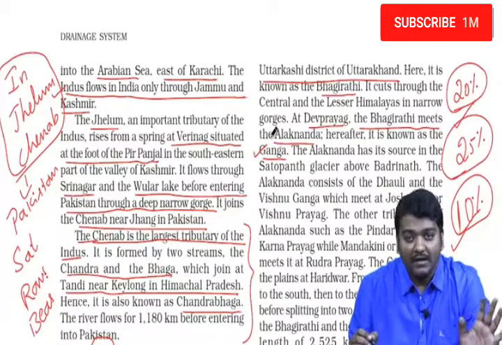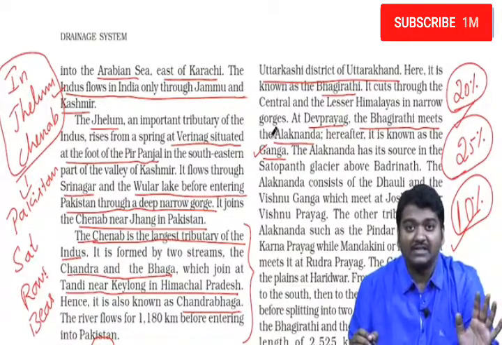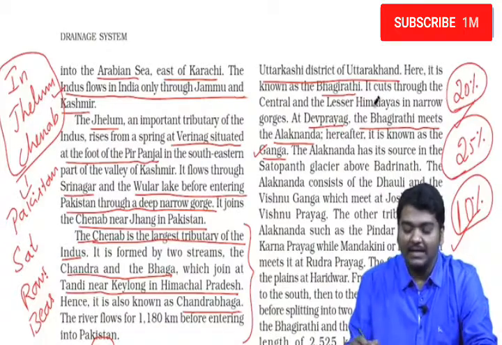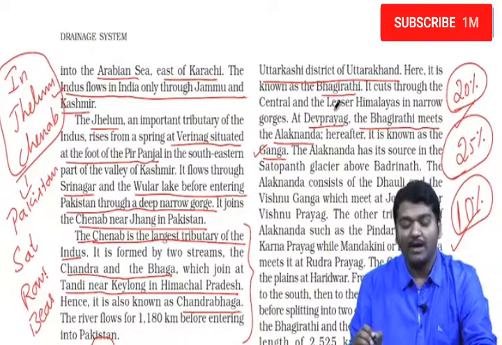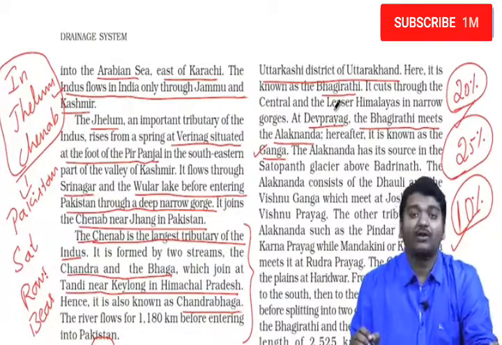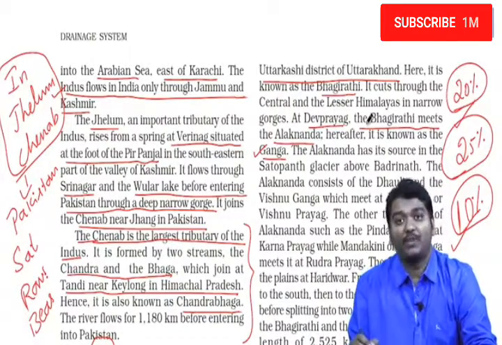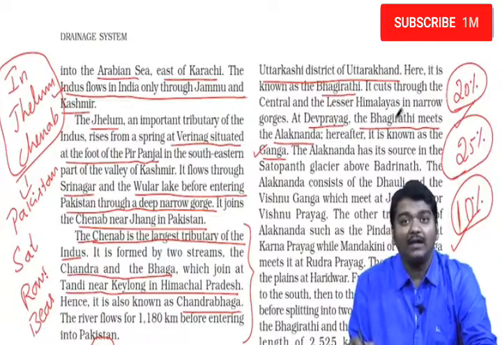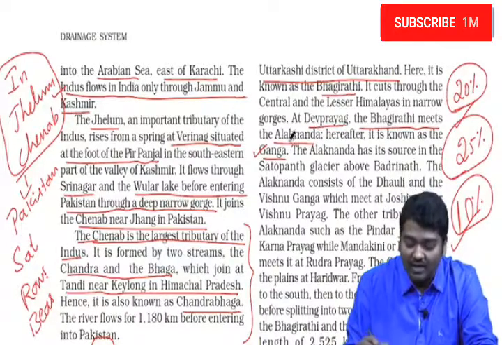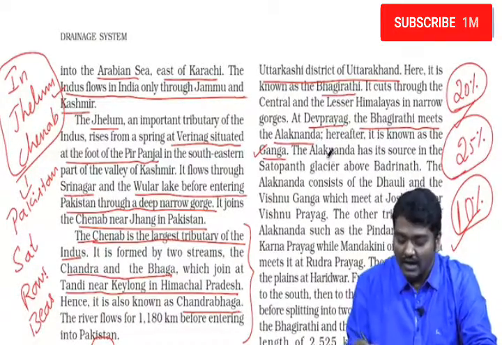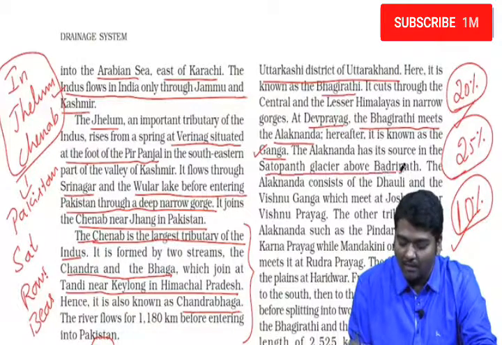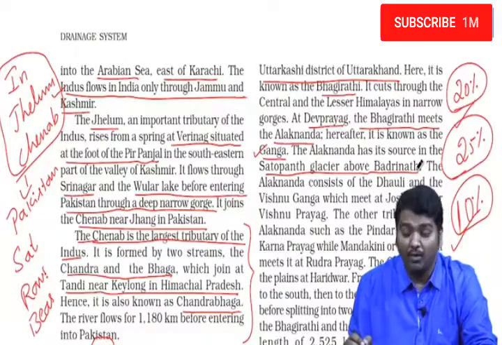Ganga gets its name once Bhagirathi meets Alaknanda at Devprayag, or is it known as Ganga right from its origin? So the answer is at Devprayag. The Bhagirathi, after meeting Alaknanda, will be called Ganga. The Alaknanda has its source in the Satopant glacier above Badrinath. Very, very important for you.